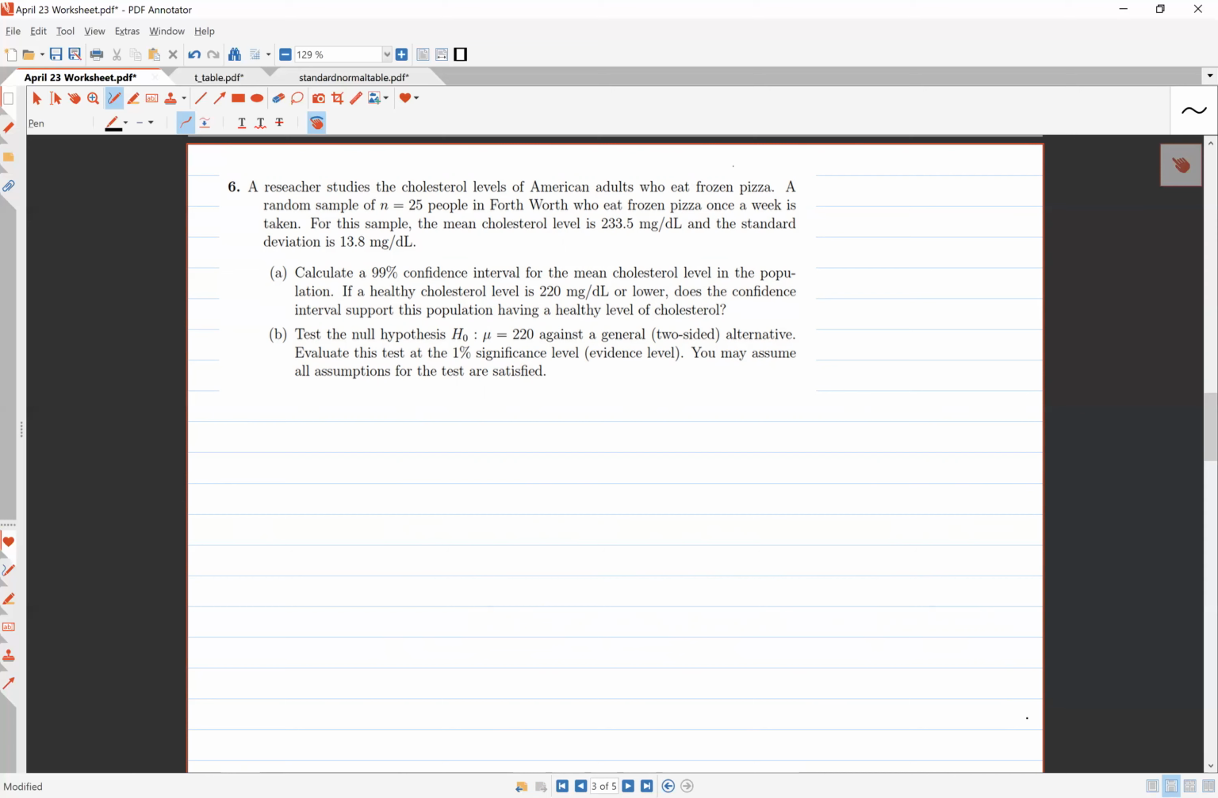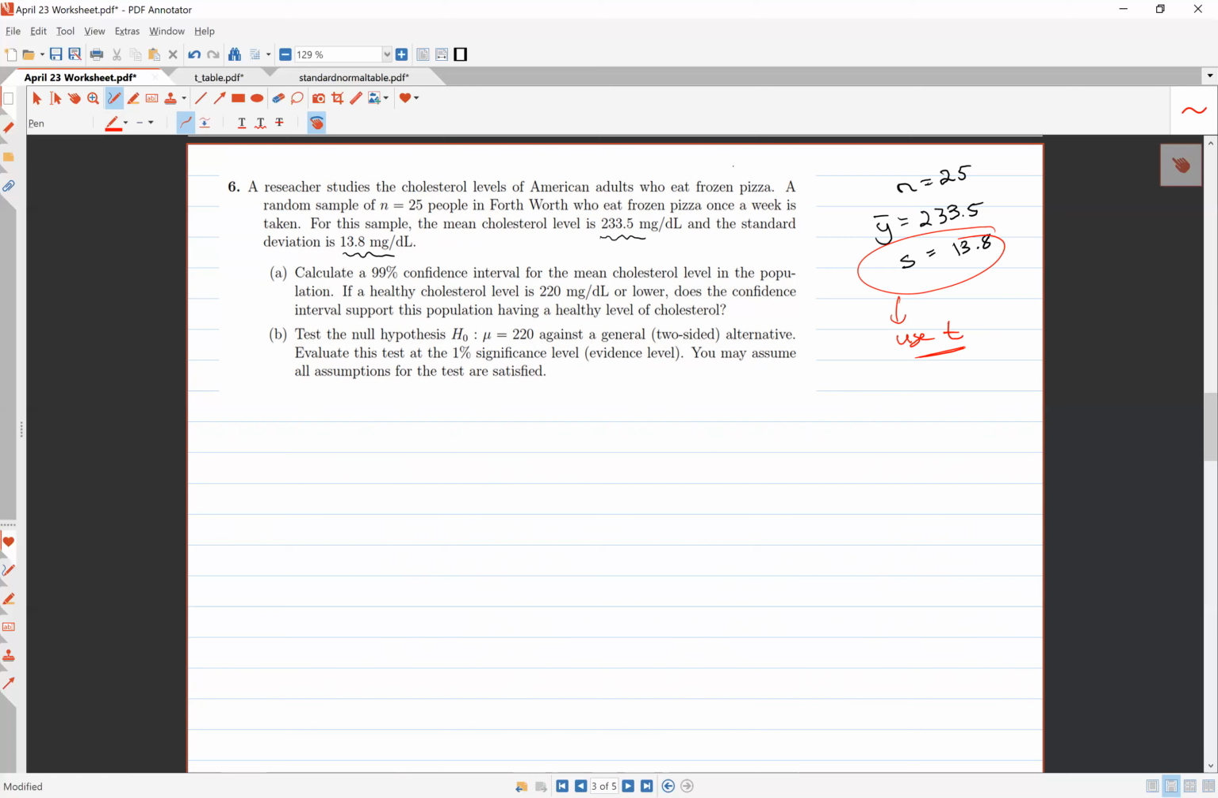So here, a researcher is studying cholesterol levels of American adults who eat frozen pizza. Takes a random sample of 25 people in Fort Worth who eat frozen pizza once a week, and in the sample finds that the mean cholesterol level is 233.5 with a standard deviation of 13.8. So for our sample, the average is 233.5, standard deviation is 13.8, and we took a sample of 25 people. Again, because we're using S, we need to use T for any of our calculations.